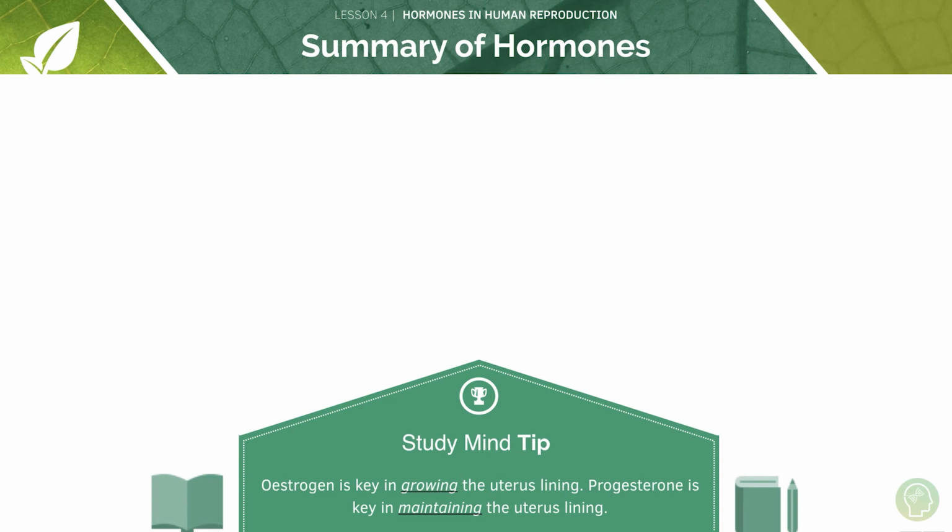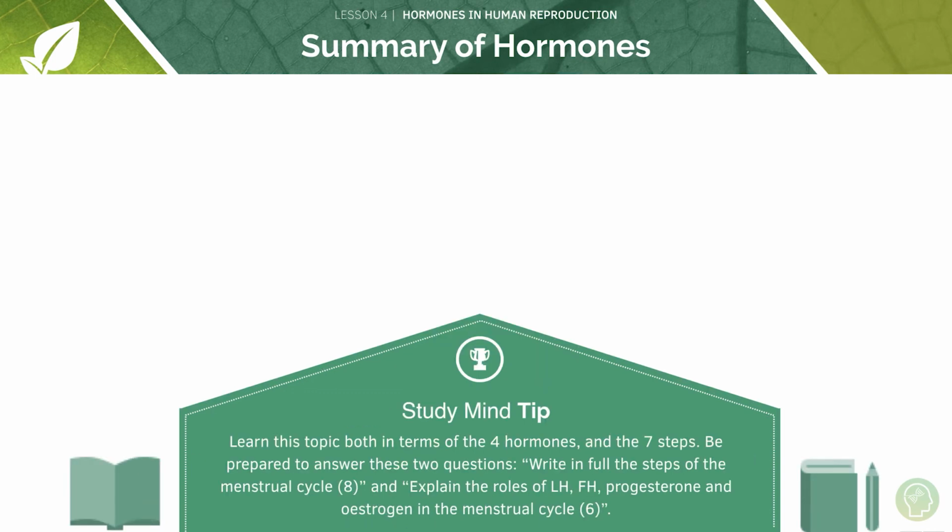So estrogen is key in growing the uterus lining, whereas progesterone is key in maintaining the uterus lining. Now, this is a really common area to trip up on in the exam, so just make sure that you know that progesterone's role is maintaining the uterus lining, not in growing the uterus lining.